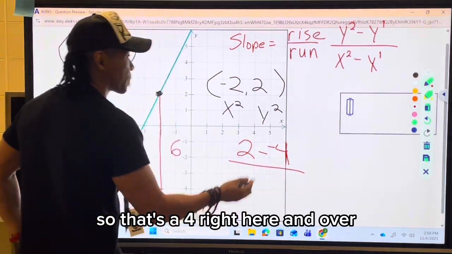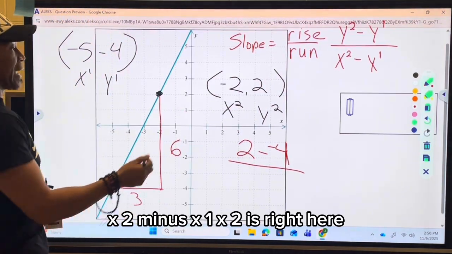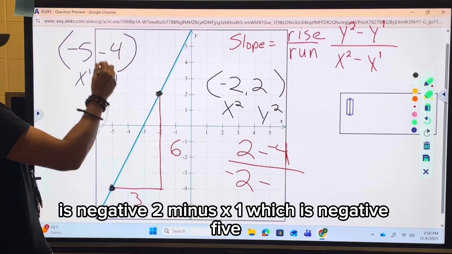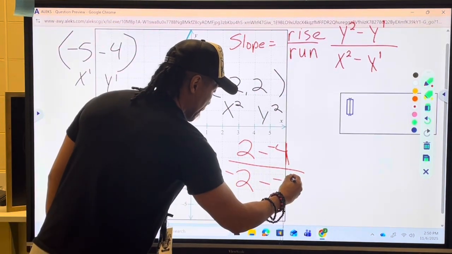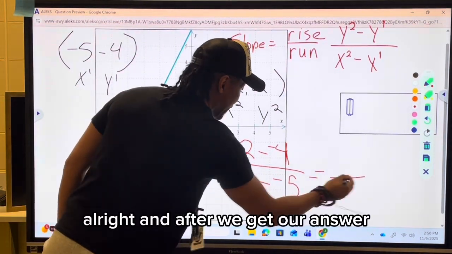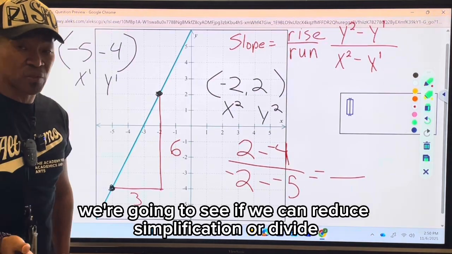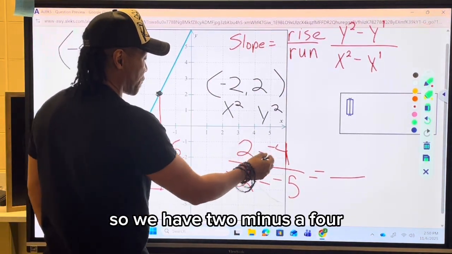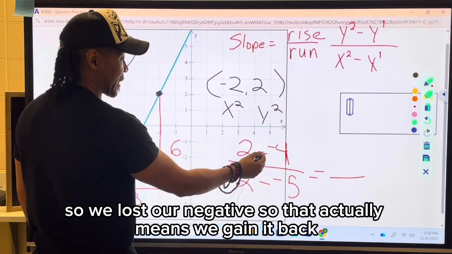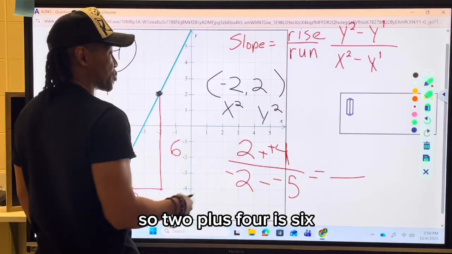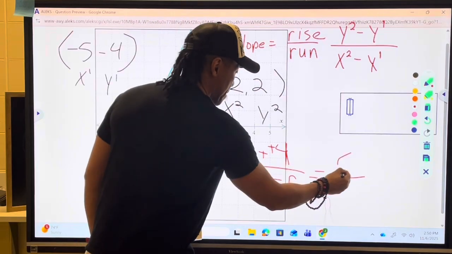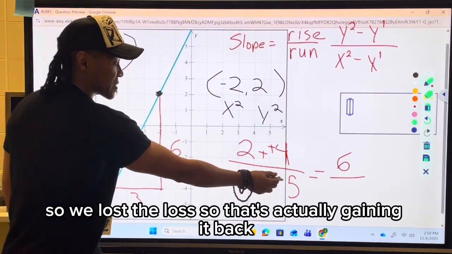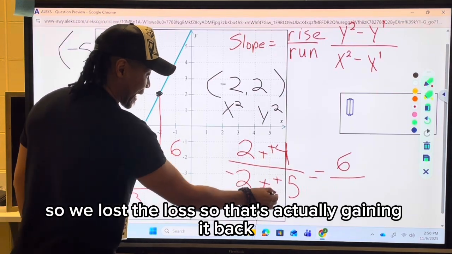And over x2 minus x1. x2 is right here, which is -2 minus x1, which is -5. All right, and after we get our answer, we're going to see if we can reduce, simplify, or divide. So we have 2 minus a -4, so we lost our negative. That actually means we gain it back. So 2 plus 4 is 6. Here we have -2 minus -5, so we lost the loss. So that's actually gaining it back.